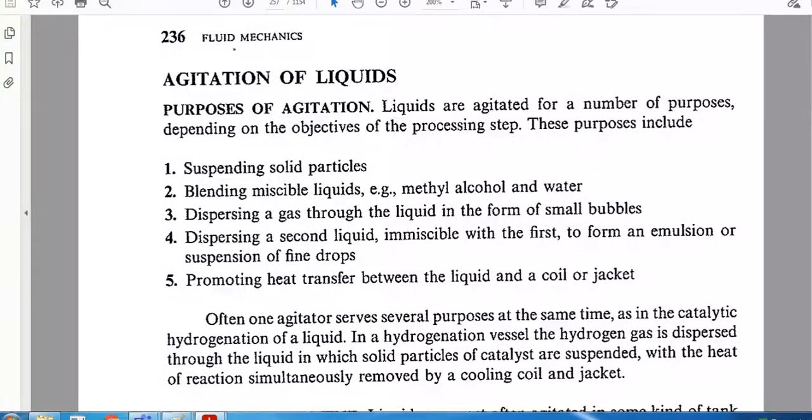Then the next one is dispersing a gas through a liquid in the form of small bubbles. Yes, the gas is not dissolving in the water. For example, we take an aquarium. What is the purpose of the aquarium? The main thing is increasing the dissolved oxygen content of the water. In an aquarium we pump water, pump air, and we know that air is sparingly soluble in water, but still we are going to maintain the concentration of DO. So for that purpose we are going to use this.